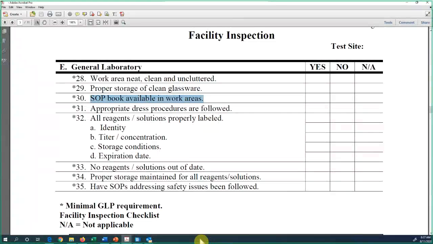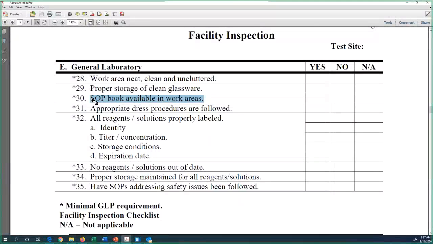Almost every single inspector will ask, where is your SOP book? Is it immediately available? In order to solve this problem, in each lab we print a whole copy, even though it's so big, and put it there.